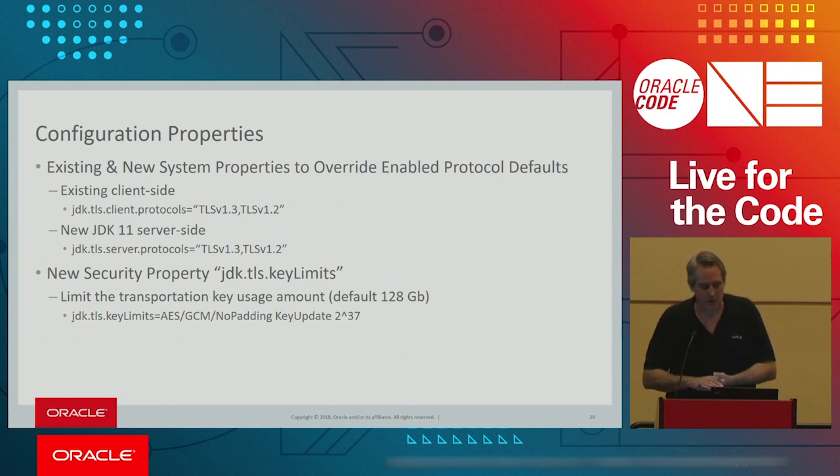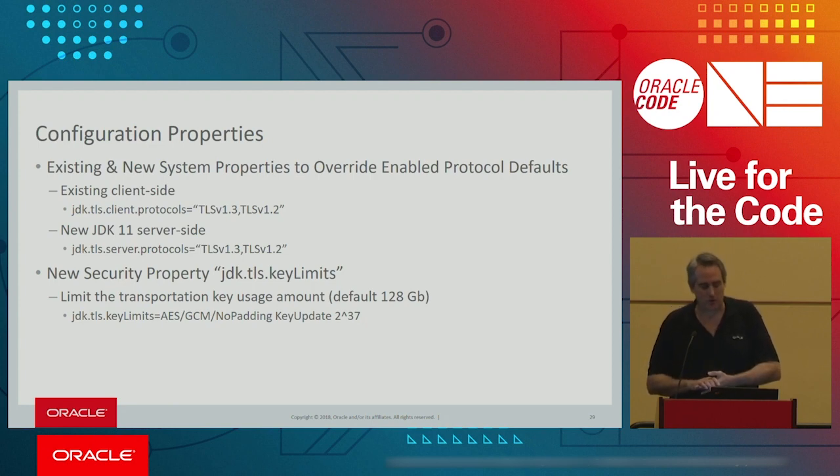There's some new configuration properties. There is an existing way to set the default protocol on a SSL context, and that is using the jdk.tls.client.protocols system property. And so normally you just say, give me TLS version 1.2 or whatever. Now you can just say add 1.3 and everything will be updated for you.